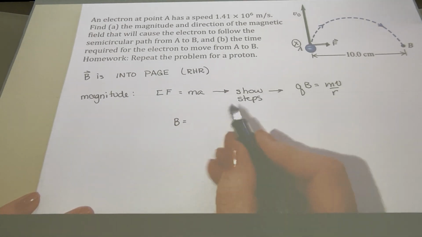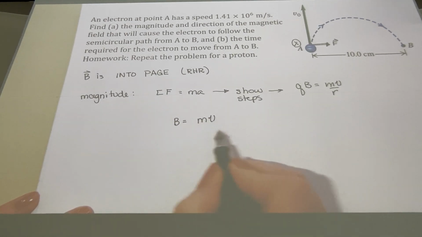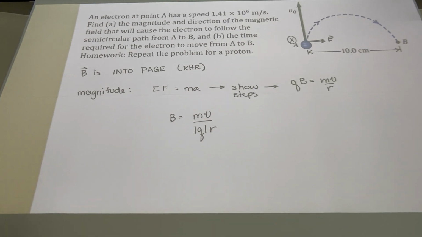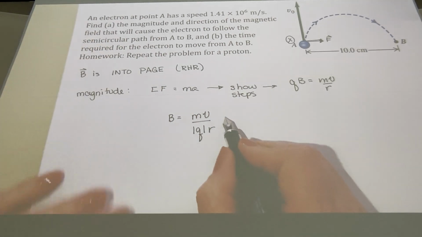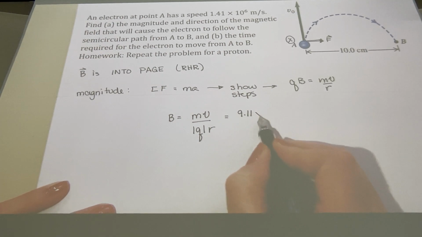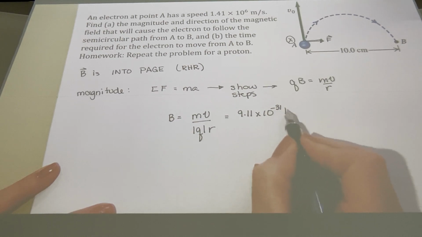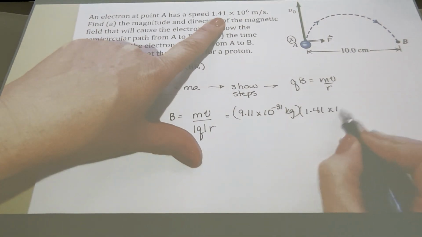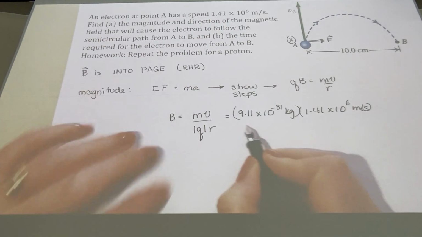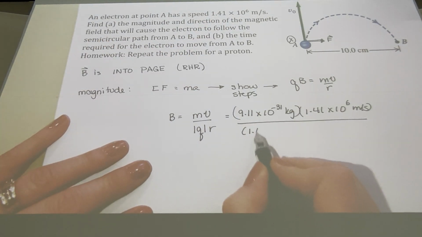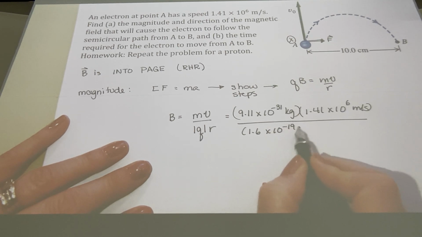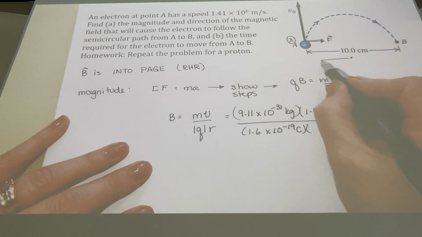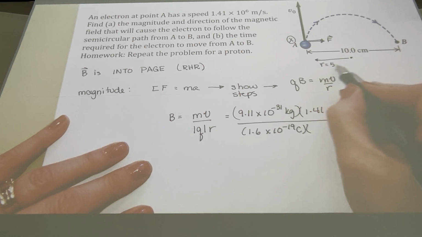So the magnitude of the field is the mass times the velocity divided by the magnitude of the charge times the radius of the path. So m means the mass of an electron, 9.11 times 10 to the minus 31 kilograms. The speed, 1.41 times 10 to the 6 meters per second. The size of the charge is 1.6 times 10 to the minus 19 coulombs. The radius of the path, we get that from the picture. The radius is going to be half the diameter, so 5 centimeters.